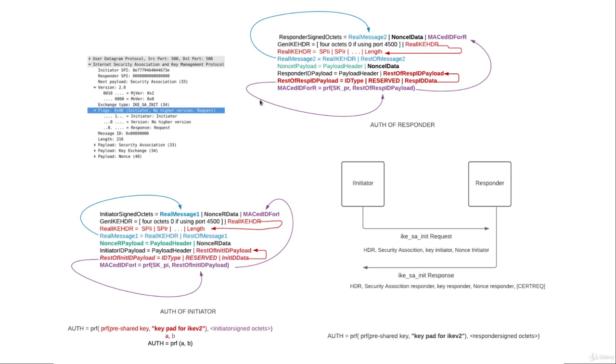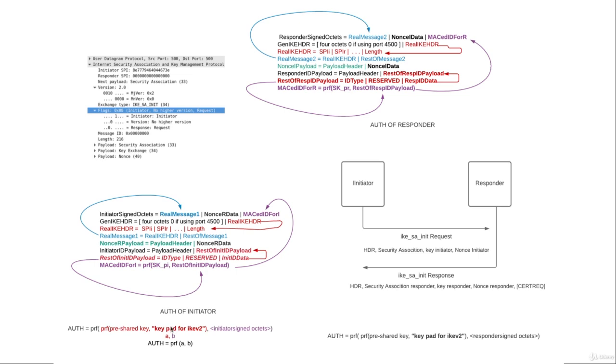Now, if pre-shared authentication is in use, what will happen is a bit of pseudo-random function magic again. It will take the pre-shared key, it will then use that pre-shared key in a pseudo-random function of literally, the phrase keypad for IKEv2. So, technically, the pre-shared key does not get communicated directly, it is actually the phrase keypad for IKEv2, hashed with the pre-shared key.